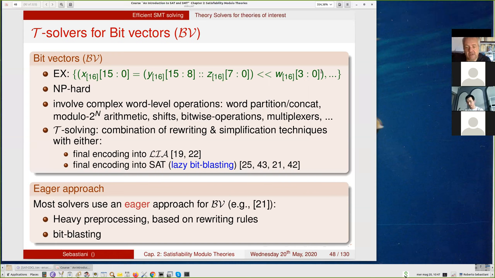Shifts, bitwise operations, multipliers, and others. Typically, there is a farrago of techniques. One technique which is sometimes useful is to encode everything into bounded integer arithmetic, modulo m. You encode every word of n bits as an integer ranging from 0 to 2 to the n minus 1, and you treat everything as if you are dealing with arithmetical integer operations.